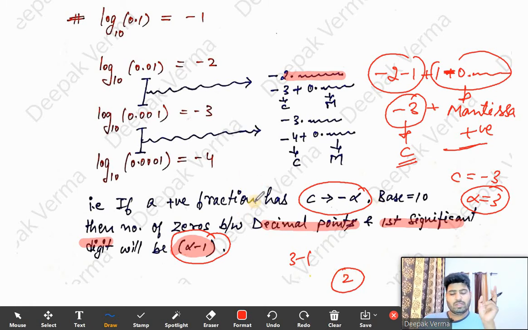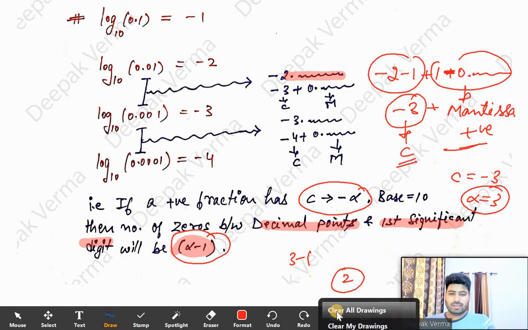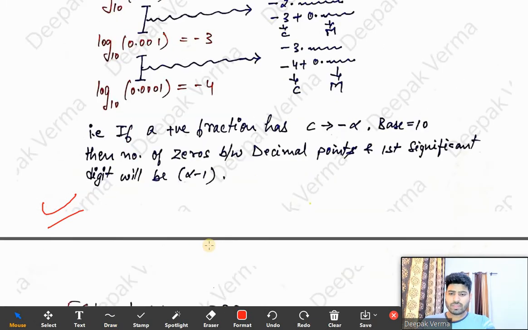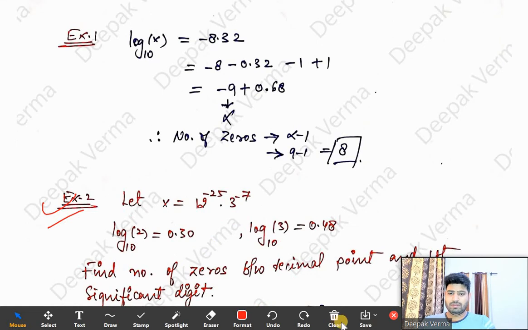There will be 2 zeros between the decimal point and the first significant digit. Got it? I hope it is clear. So remember this concept, this is very important. We will be solving questions using this concept. Let us have an example.